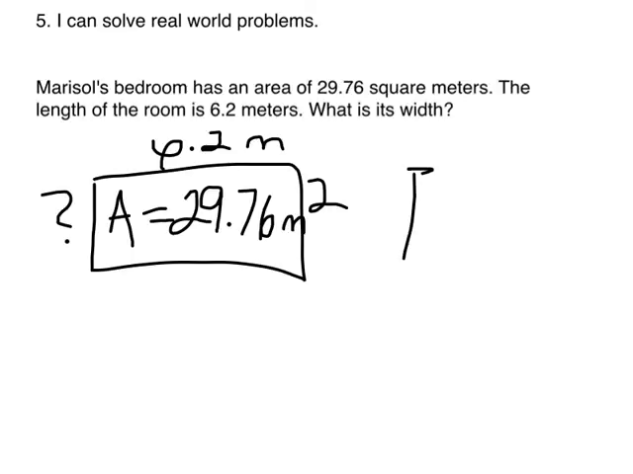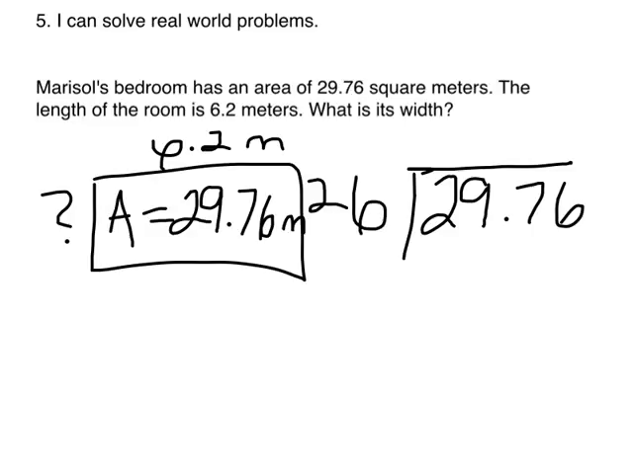So since we're given the area, we need to do the inverse operation to multiplication, which is division. So we're going to divide 29 and 76 hundredths by 6 2/10. I'll squeeze that in there.